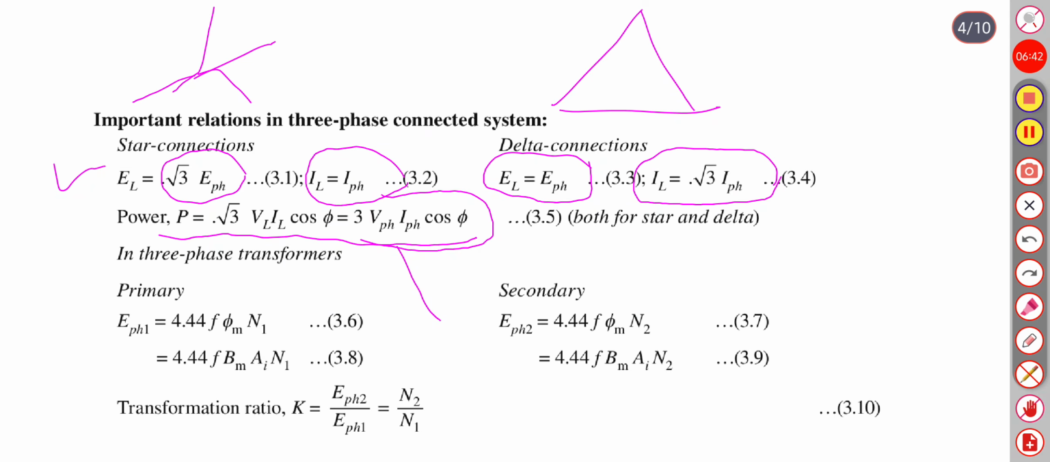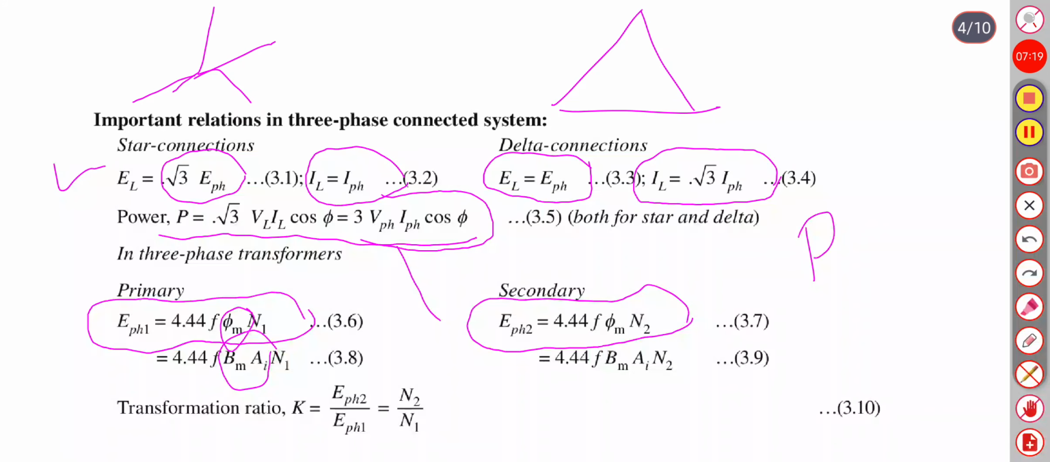In a three-phase transformer, on the primary side, the induced EMF per phase equals 4.44 f phi m N1, and on the secondary, the phase induced EMF is 4.44 f phi m N2. You can also write phi m as Bm into A, where B is the flux density, A is the cross-sectional area, and phi is the flux.